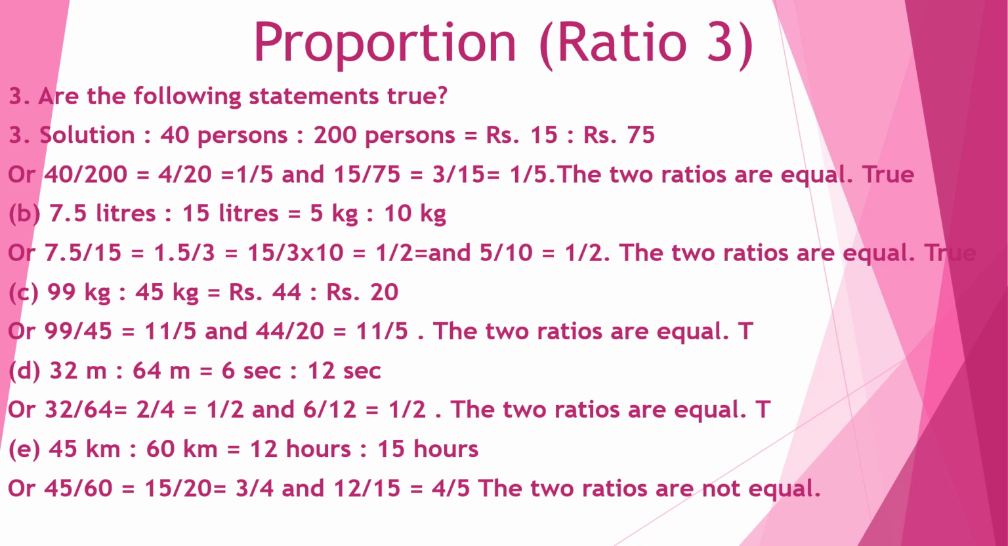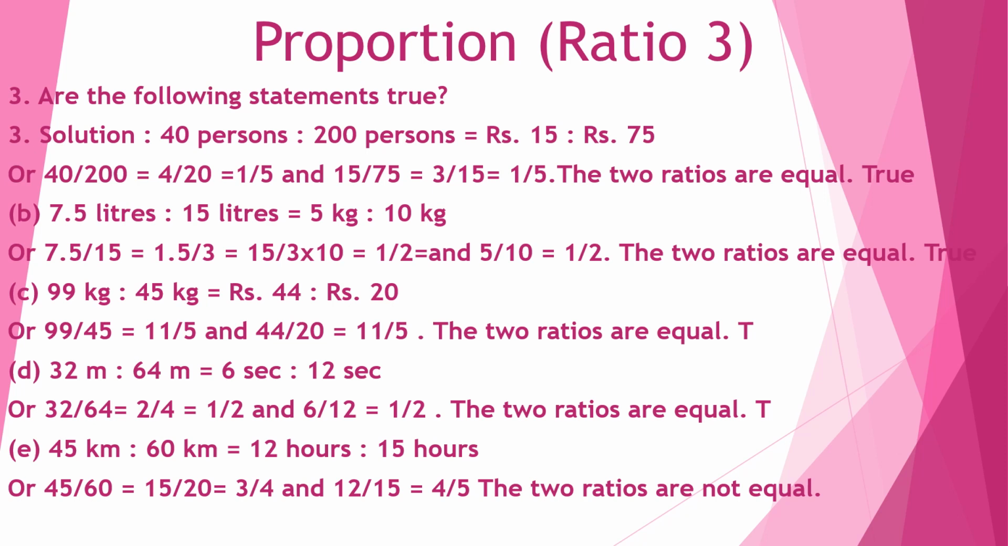7.5 liters is to 15 liters. So 7.5 upon 15 will come out to be equal to 1 upon 2. And similarly, 5 by 10 will come out to be equal to 1 by 2. The two ratios are equal, so it's a true statement. They are in proportion.